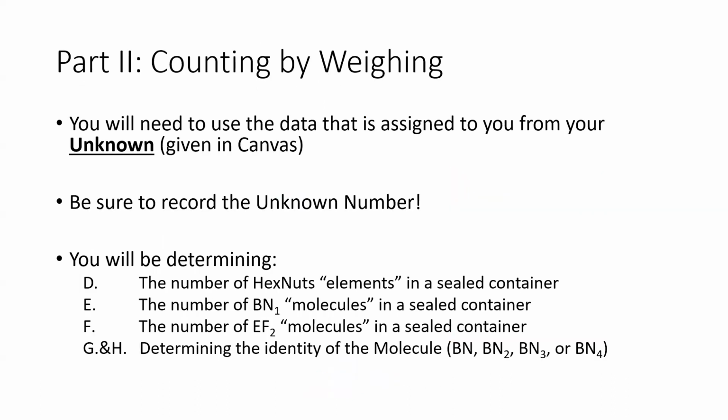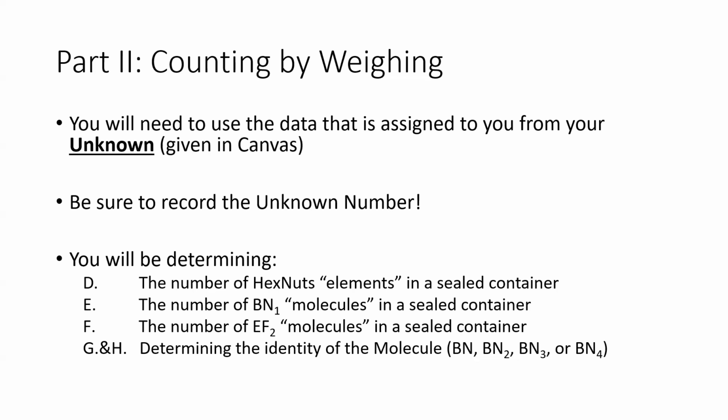In part 2, we're going to practice counting by weighing. Obviously, it's impossible to count the number of atoms, right, in a sample of something. But we can still weigh a sample of something and then use that weight, right, with conversion factors such as the molar mass and Avogadro's number to determine the number of moles and also the number of molecules or the number of atoms, right, in a given sample. So that's the point of part 2.